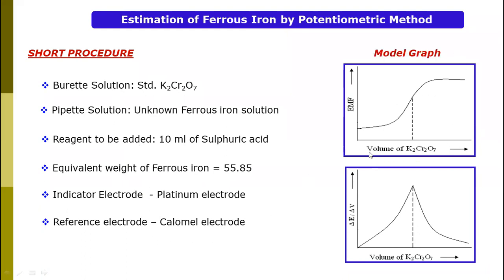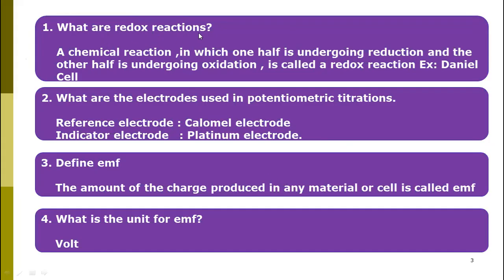And we have to draw two model graphs. The first graph is volume of potassium dichromate on the x-axis and EMF on the y-axis. And the second graph is volume of potassium dichromate on the x-axis and delta E by delta V on the y-axis. So these are the 6 points you should write for the short procedure along with the model graphs. This is very, very important from the exam point of view. Now let us discuss the viva voce questions.